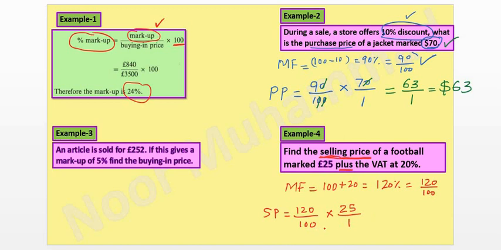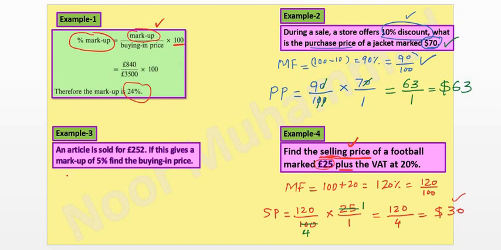Now it's up to you how you simplify it, but whenever I see 25 and 100, I know that 25 and 100 are in the same multiplication table, so I can cancel this. 25 ones are 25 and 25 fours are 100. So finally I will get over here in the numerator 120 out of 4. When you divide 120 by 4, you will get 30 pounds, right? So the selling price of the football will be 30 pounds because you have to pay VAT tax with it, so it will be more now. It will not be 25 pounds, you have to pay more including this VAT tax.